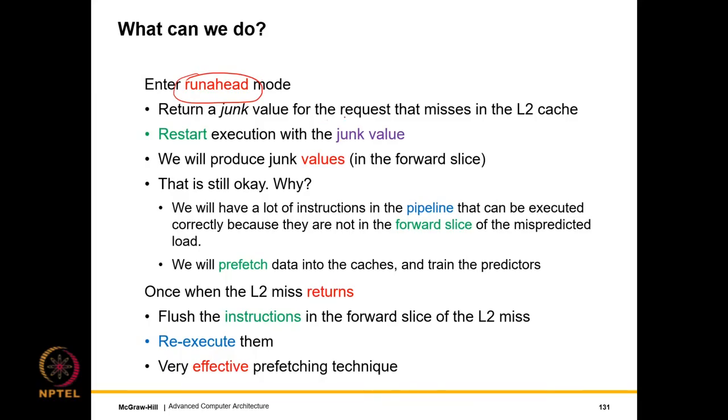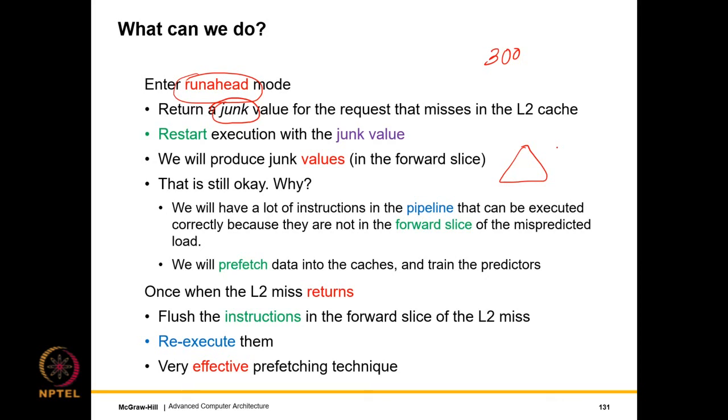So in this case, let's say we have a miss in the L2 cache. So clearly it will go to memory and that might take 300 cycles. So it returns a value which will be a junk value, right? It will not be a good value, it will be a junk value. So we restart execution with the junk value. Alright. So recall the idea with replay where we had a poison bit. So what we do is that any instruction that forwards a junk value to another one, that will also produce junk values. So its entire forward slice will essentially produce junk values, similar to the idea of poison bits.